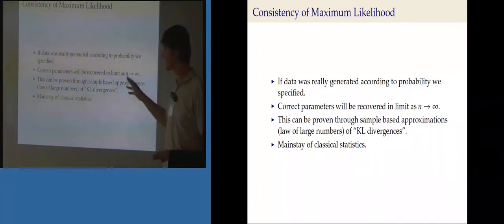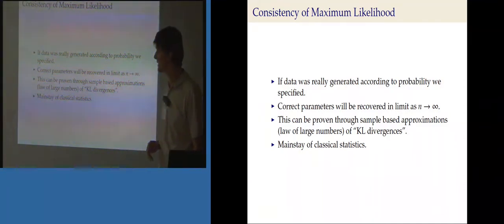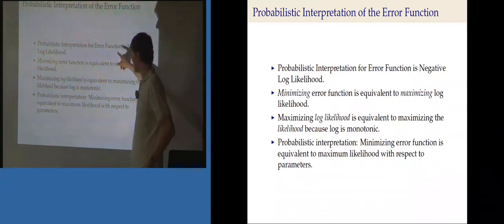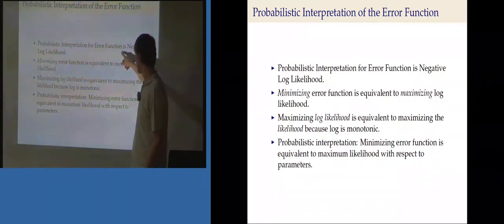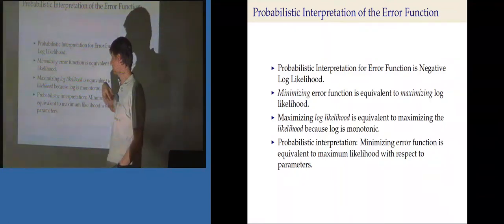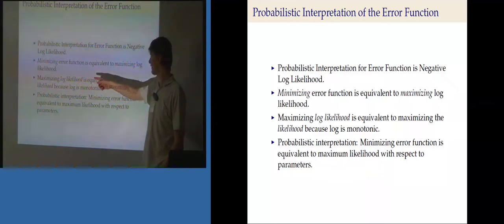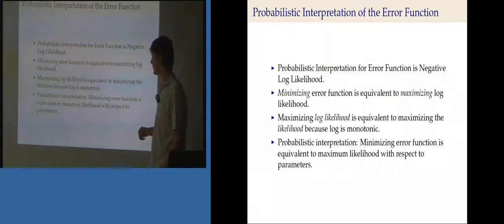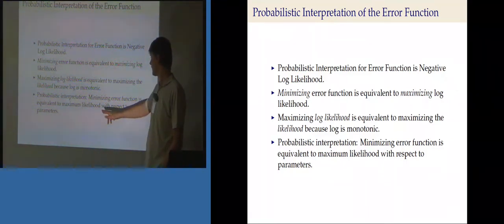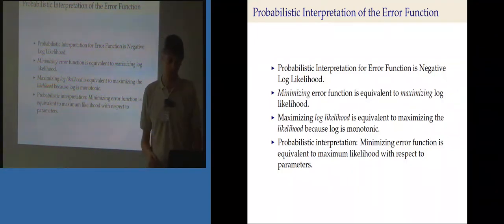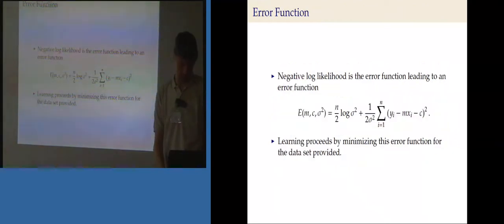So rather than maximizing the likelihood, we'll minimize the negative log likelihood. But that also has this interpretation of minimizing this KL divergence. So people talk about error functions in machine learning. And these error functions match to, in the probabilistic interpretation, negative log likelihoods. So minimizing an error function is equivalent to maximizing the log likelihood. And the probabilistic interpretation is that minimizing an error function is equivalent to maximum likelihood with respect to the parameters.